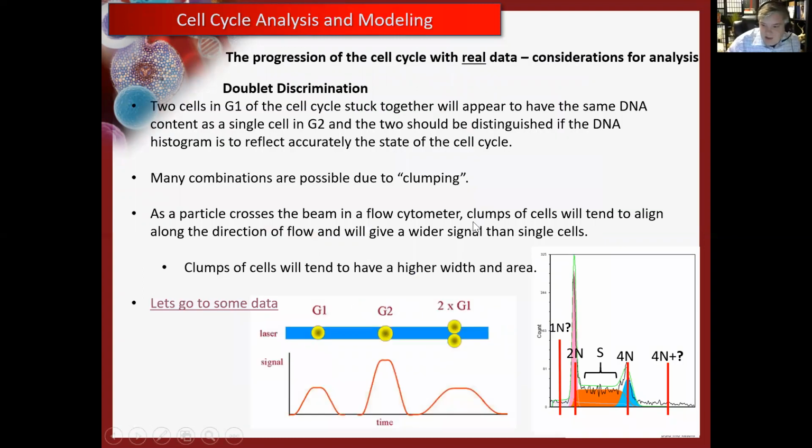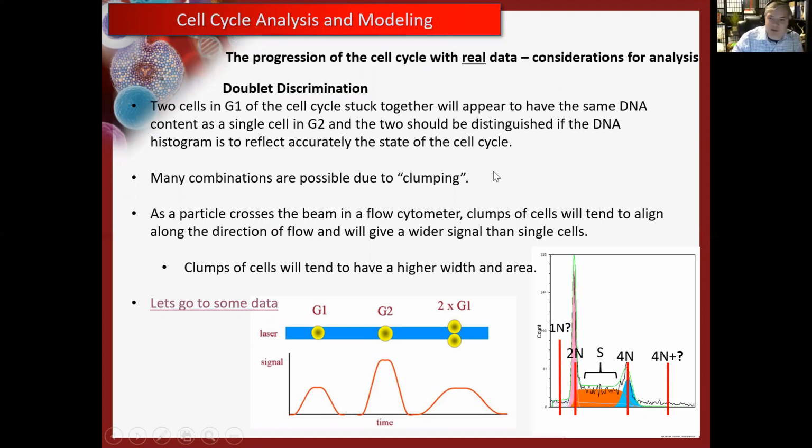Now, in the biological world, things look more like this. This is a chart on the bottom right. You're going to have things at 2N, you're going to have things at 4N, you're going to have things in between, but you're also going to have stuff outside: 4N plus, 1N. 1N cells, or I put a question mark for that because what is it actually? It's probably not a 1N cell, right?